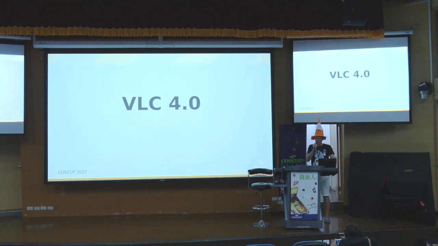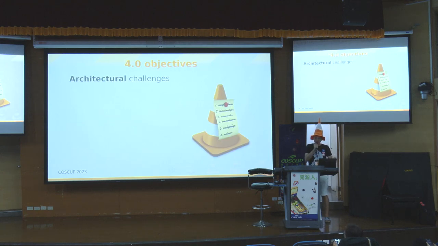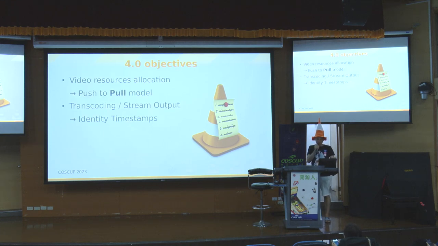So VLC 4. First things first, I don't know. If you're asking when the next release is coming, I don't know. Why? We had a lot of objectives for the next release, a lot of architectural challenges. We have a lot of long-standing issues because this code is getting old, and we wanted to introduce a lot of new things. So we had to rewrite the video resource allocation, change the model to avoid force-feeding the video output and waiting for it to complete its job.